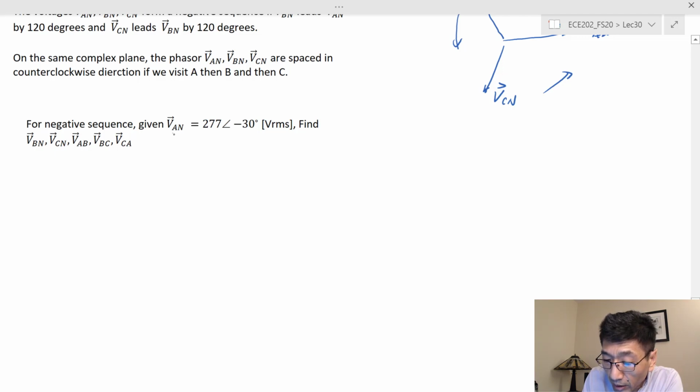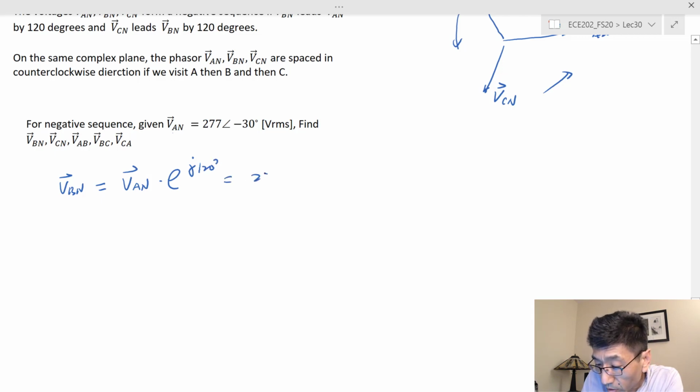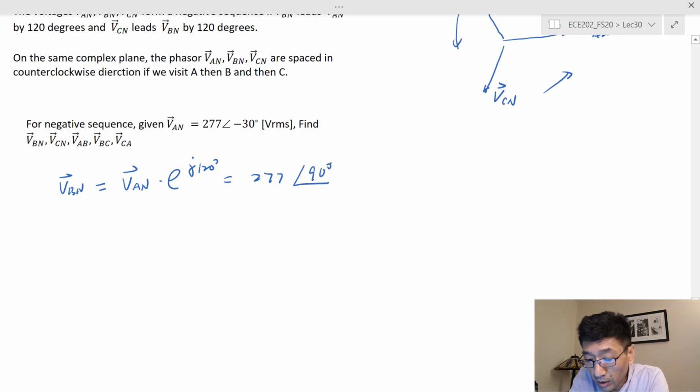If we have VAN given, we know the VBN is going to be, instead of lagging, leading VAN by 120, right? So that's going to be equal to VAN times e^j120 degrees. That's going to be equal to 277, and the angle is going to be 90 degrees. So negative 30 plus 120 degrees, that's 90 degrees.